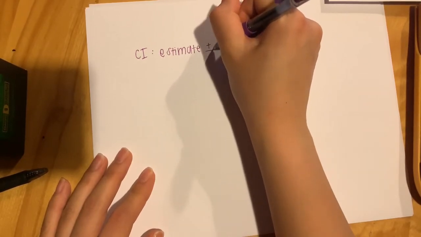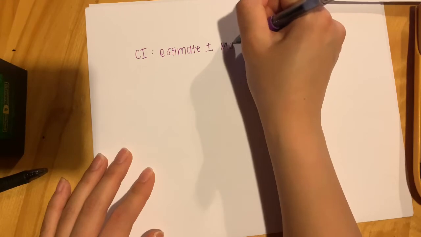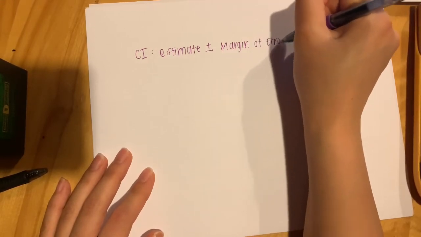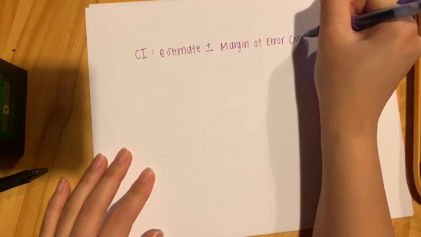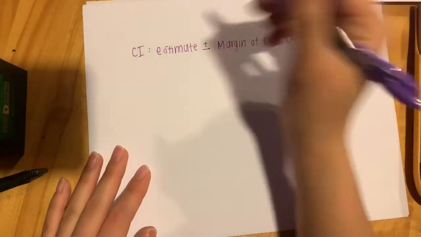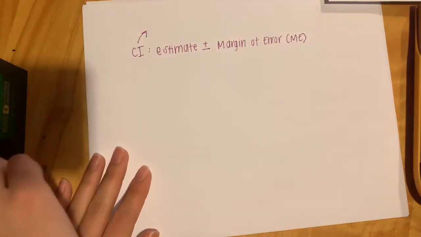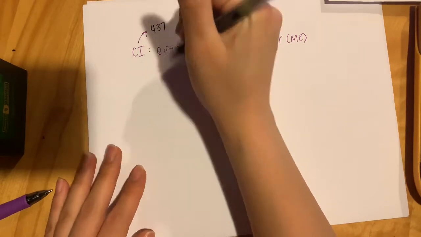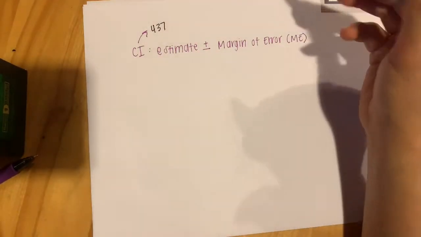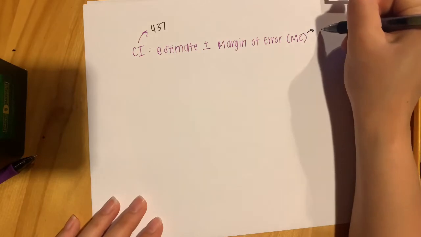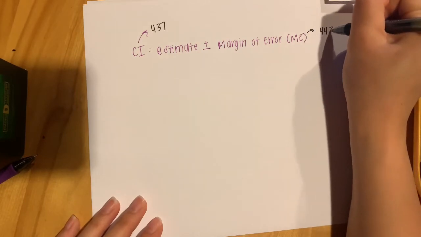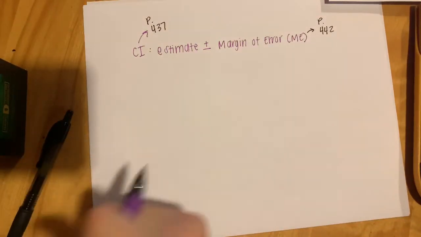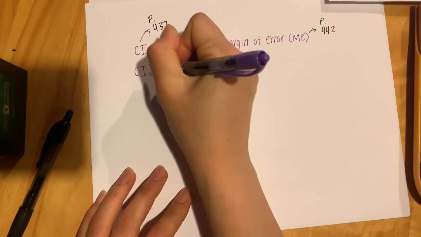If we remember, the formula for a confidence interval is going to be the estimate plus or minus the margin of error, or ME. And this formula, you can find it on page 437 in the textbook. And then margin of error is going to be on page 442.